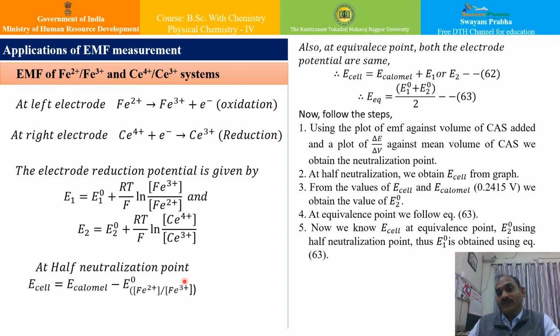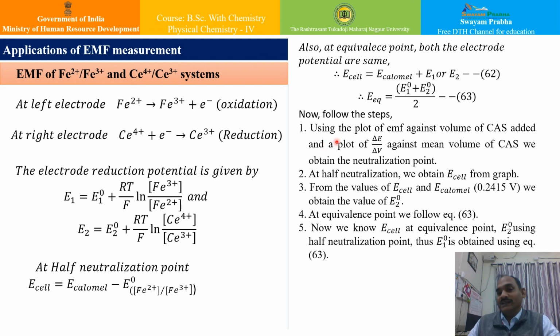Also I know that at the equivalence point both the electrode potentials are the same, isn't it? So I can write down this E cell is equal to E calomel plus E1 or E2, and using this concept I can find out this E equivalence is equal to E1 standard plus E2 standard upon 2. So I can take half of it, because it is a half equivalence point. It is at the equivalence point that they can be equal. Once I know this, I can follow these steps.